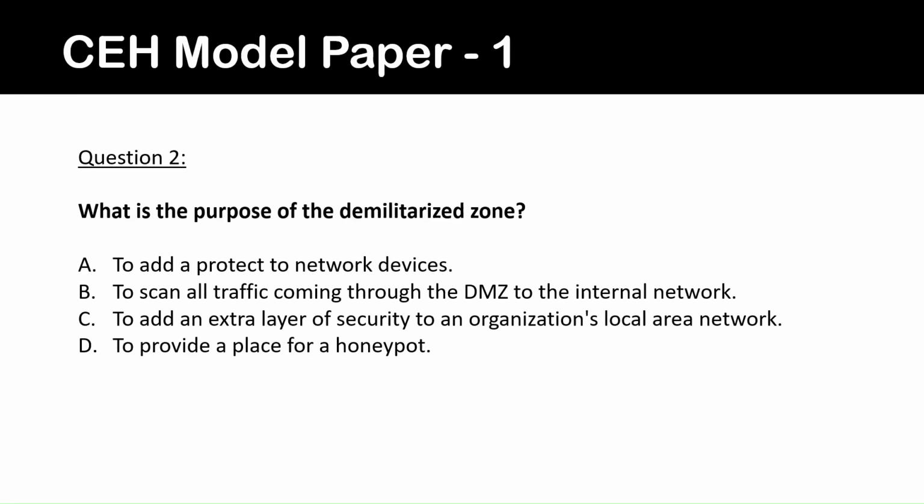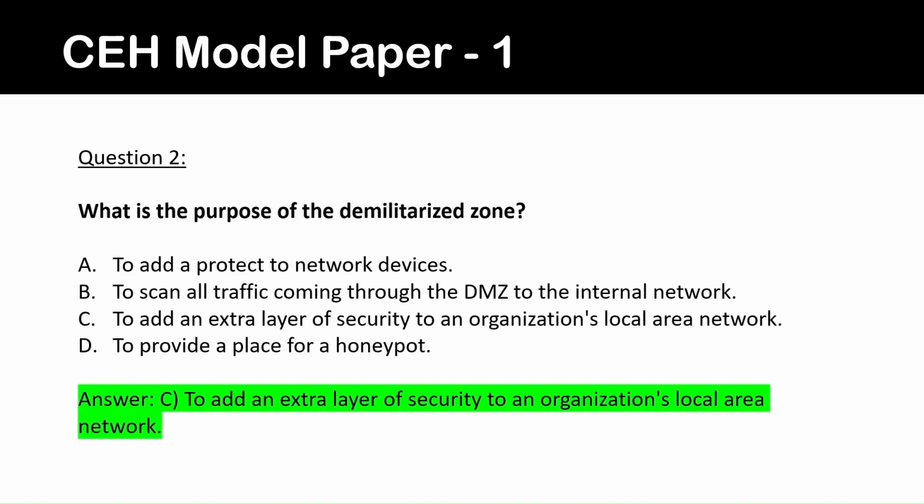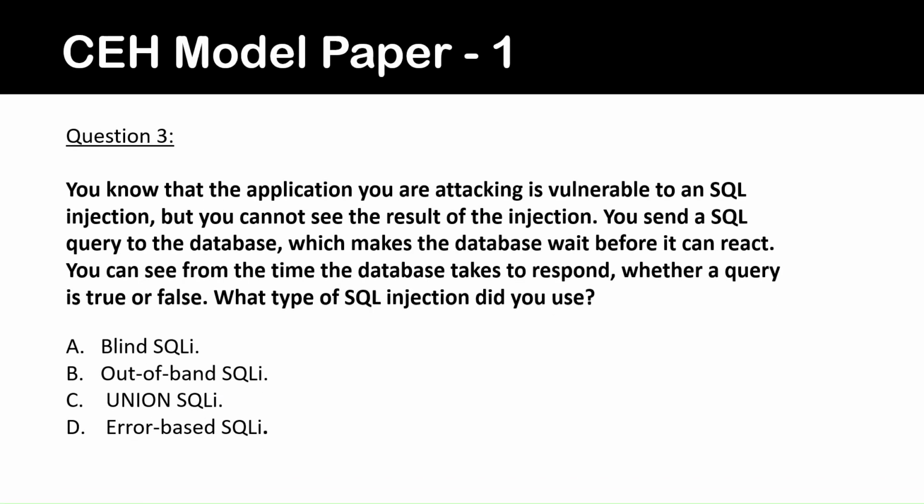Question 2. What is the purpose of the demilitarized zone? The options are A. To add a protect to network devices. B. To scan all traffic coming through the DMZ to the internal network. C. To add an extra layer of security to an organization's local area network. D. To provide a place for a honeypot. The answer is C. To add an extra layer of security to an organization's local area network.